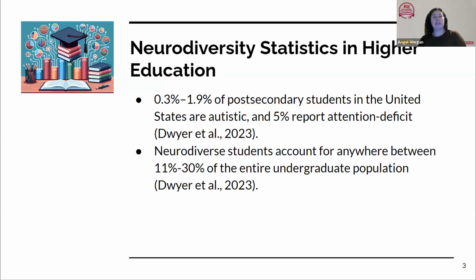Some neurodiversity statistics in higher education. Just a little less than 2% of post-secondary students in the US are autistic. 5% report that they have attention deficit disorder, ADD or ADHD. And neurodiverse students account for anywhere between 11 and 30% of the entire undergraduate population. So this is a lot self-identified, and this is the prevalence of the students that we're talking about.